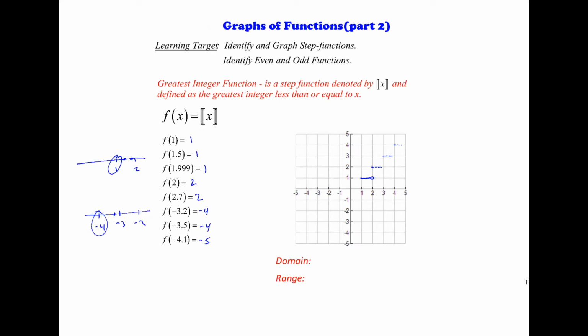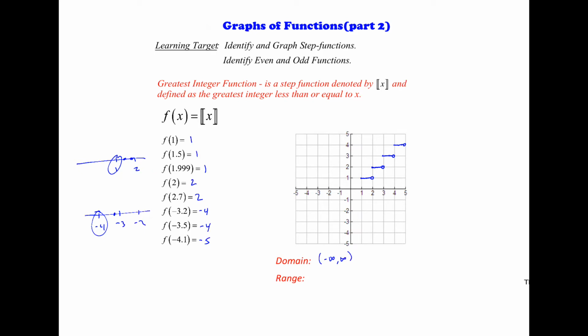So you have an open circle at 2, 1, and then at 2, 2, you actually have the value. Same thing, at 2, 2, there's a point, but then at 3, it's not at 3, 2, it's at 3, 3. And so you're always going to have this open circle where that next step is going to occur. And there's your greatest integer function. What's the domain of this? Well, you can plug in anything you want. So your domain is all real.